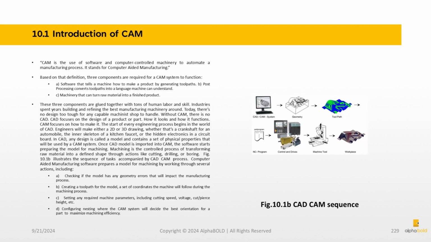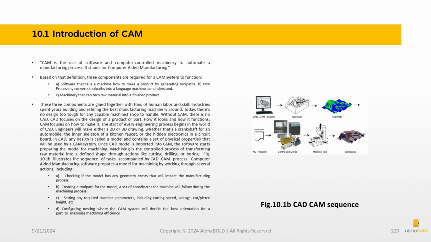CAM is the use of software and computer-controlled machinery to automate a manufacturing process. It stands for computer-aided manufacturing. Based on that definition, 3 components are required for a CAM system to function. A. Software that tells a machine how to make a product by generating toolpaths. B. Post-processing converts toolpaths into a language machine can understand. C. Machinery that can turn raw material into a finished product. These 3 components are glued together with tons of human labor and skill.